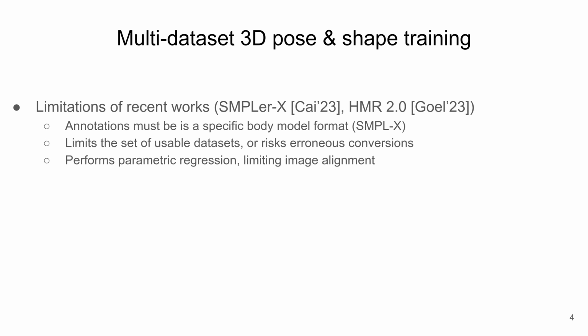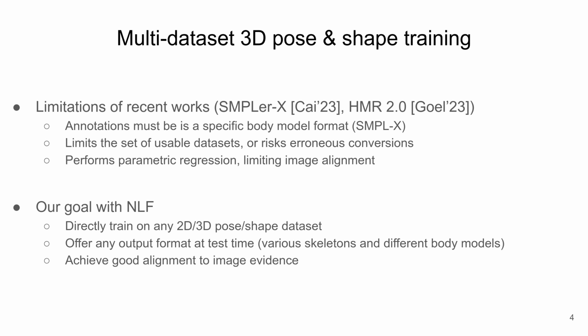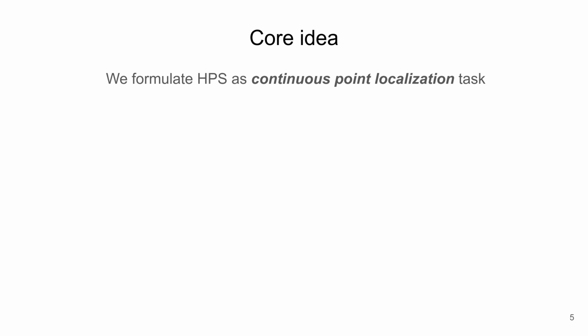In contrast, our goal is to directly train on any type of annotation without error-prone conversions, and to offer any output format at test time. We also aim to improve 2D alignment. Our core idea is to formulate human pose and shape estimation as a continuous point localization task.